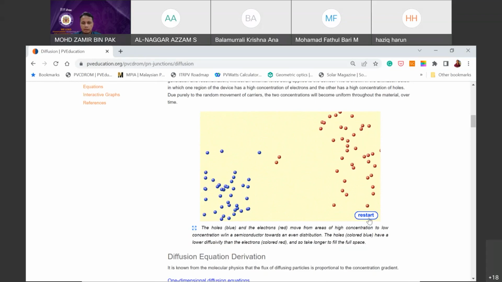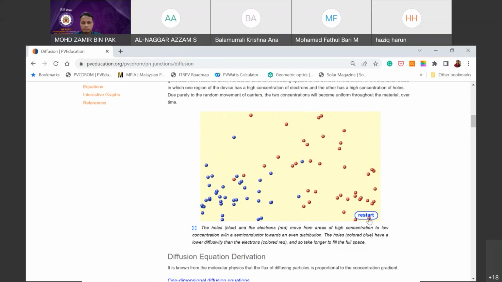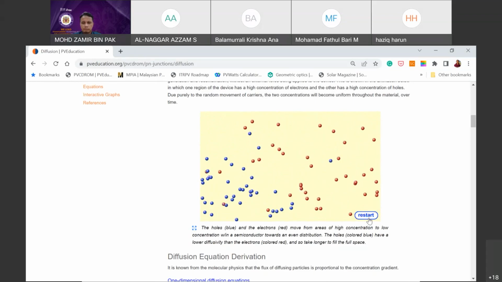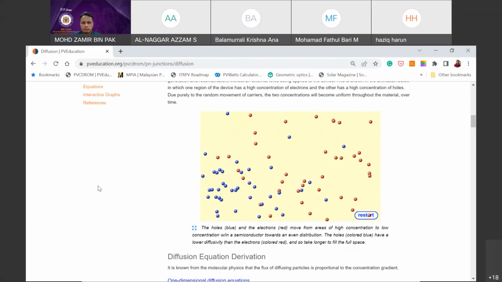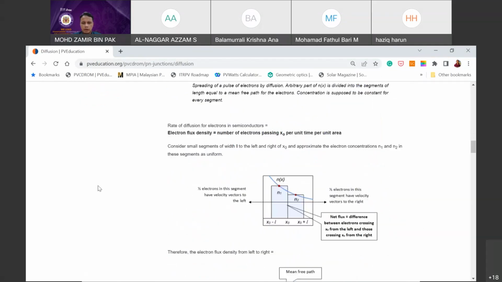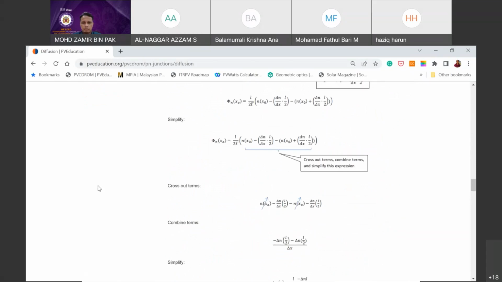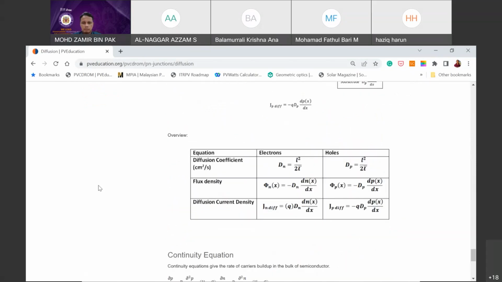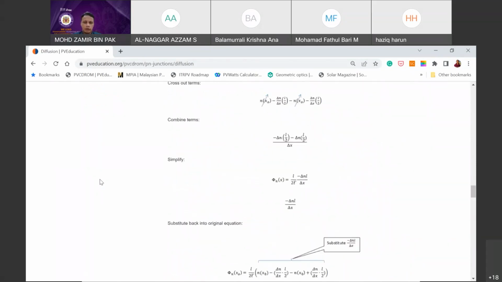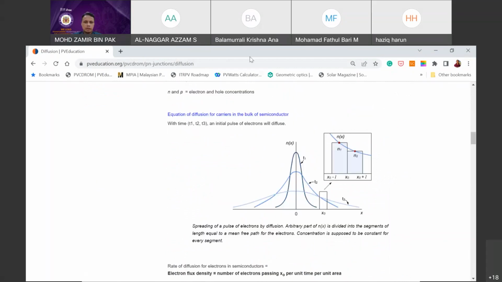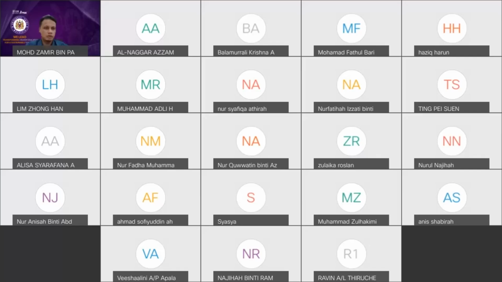Let's restart. Let me see if there are any more animations here. Now the rest are all equations that we're going to cover later on. Yep, so you can see that. Let me just go back to the slides, and you can have a look for yourself later on the website and play with it.